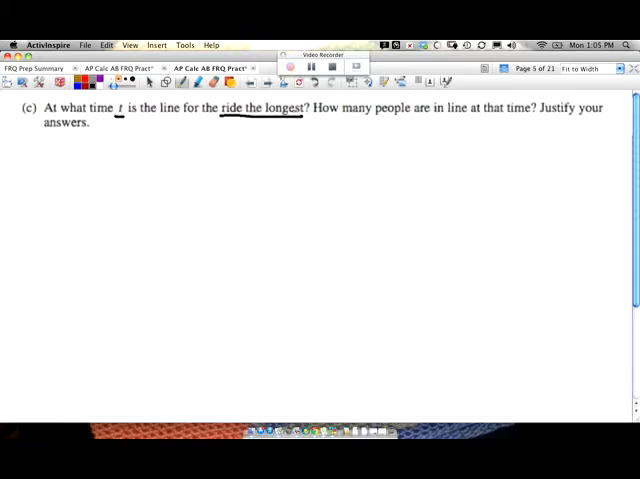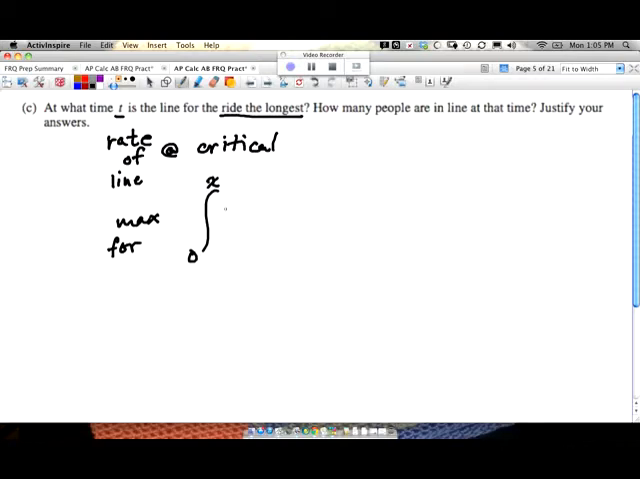At what time t is the line for the ride the longest? Okay, so for the line to be the longest, that means when is the rate of the line going to be critical? So it's the max for the line, for the integral from 0 to x of r of t minus 800. Okay, so when would that happen? Well, that could happen a couple of times.